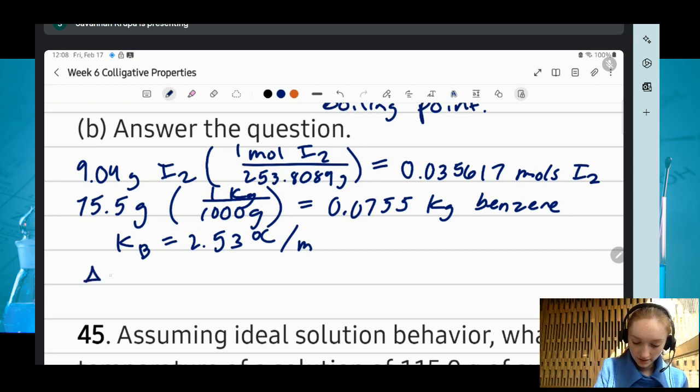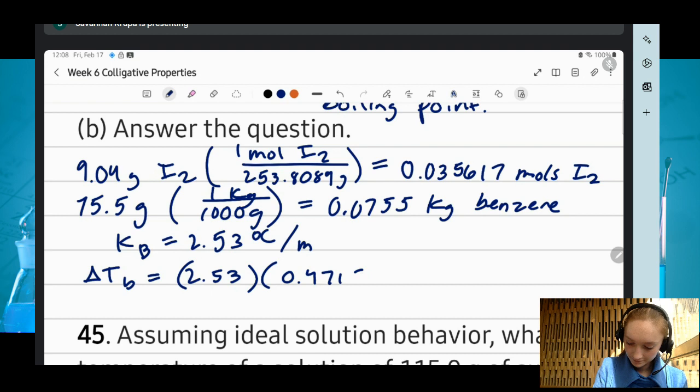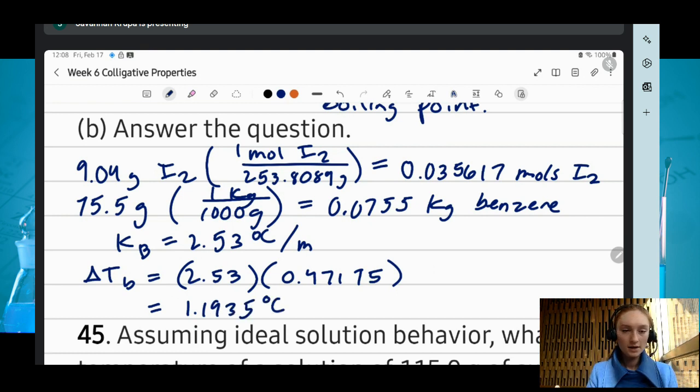And so now all we have to do is plug this into the equation, and it's the KB multiplied by the molality that we just found, which is 0.47175, which will give us a change in temperature of 1.1935 degrees Celsius. So that is the change in the boiling temperature.